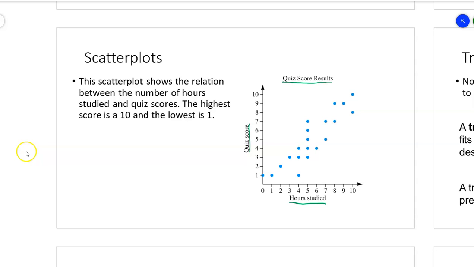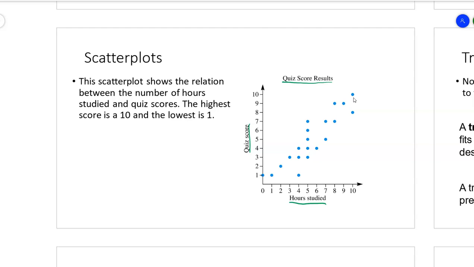Nobody got a 0. If you look down here, these people both got a 1 out of 10, and they studied different amounts of time. Here are 5 people that all studied 5 hours and got 5 different scores. They got a 3, a 4, a 5, a 6, and a 7. But in general, if you look at the way this thing is trending, it looks like the more hours you study, the higher your quiz score is.